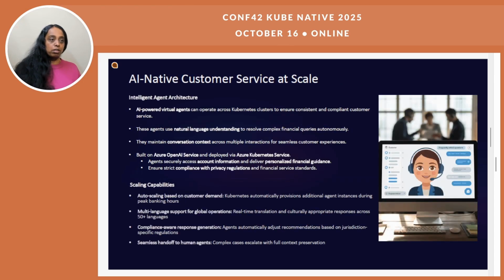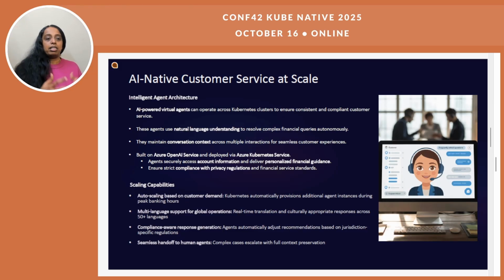and manage the frauds. Now, AI driven customer service is another scenario which we must all be very familiar with, or at least anybody who has tried contacting customer service in the recent past. So, AI powered customer service agents deployed across Kubernetes clusters can provide consistent compliance responses while dynamically adapting to the changing requirements. These agents leverage natural language understanding to resolve complex financial queries without human intervention, maintaining conversation context across multiple interactions.